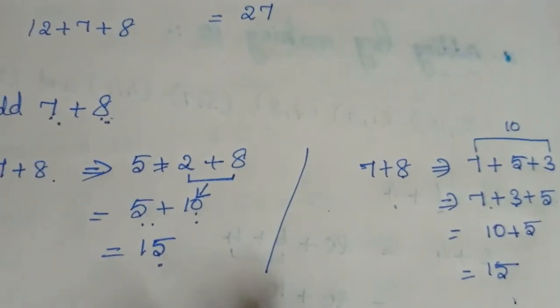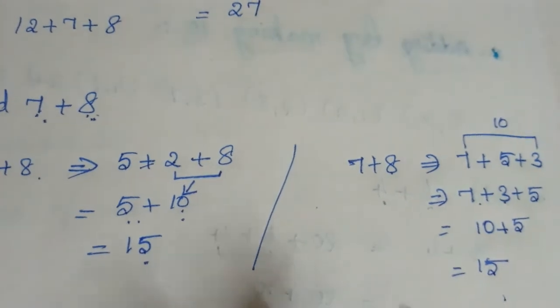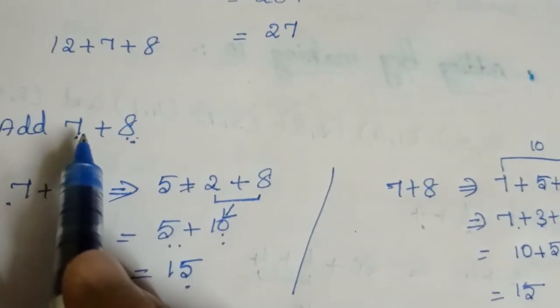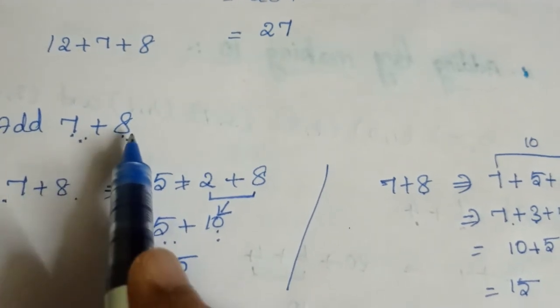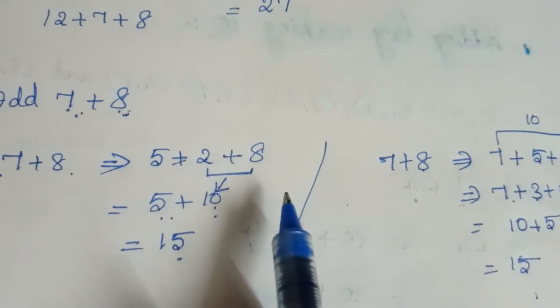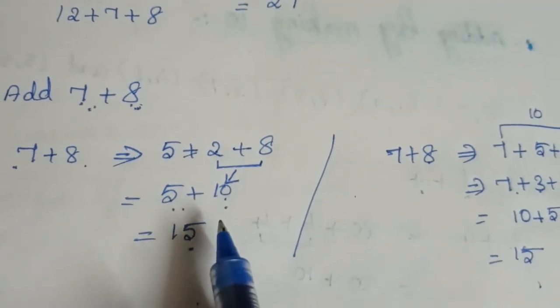So if you want to make your addition faster, you can split either this number or this number to make a 10 and add the remaining numbers to get the answer. Okay, children?